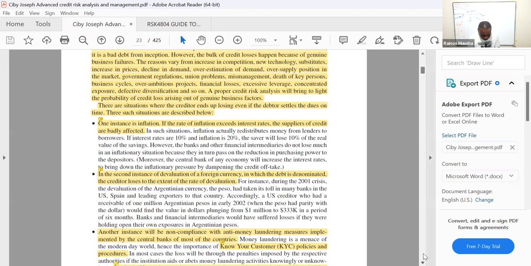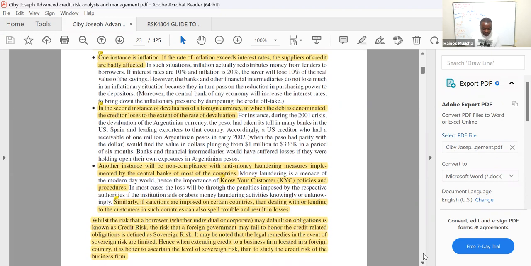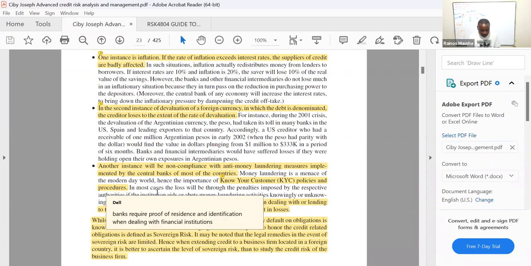The third scenario in which the supplier of credit will end up losing money, even though the borrower pays the principal and the interest in full, they say another instance will be non-compliance with anti-money laundering measures implemented by the central banks of most countries. So which means in this case, when it comes to the issue of money laundering, this is where you look at KYC policies, or know your customer policies and procedures as well.